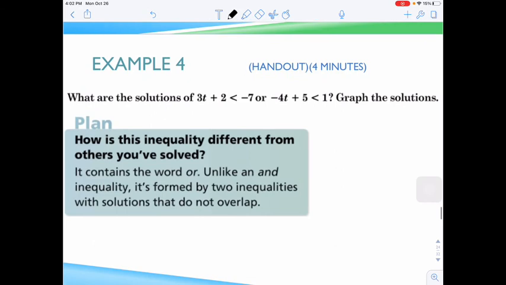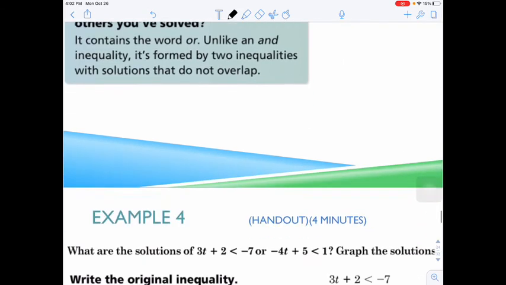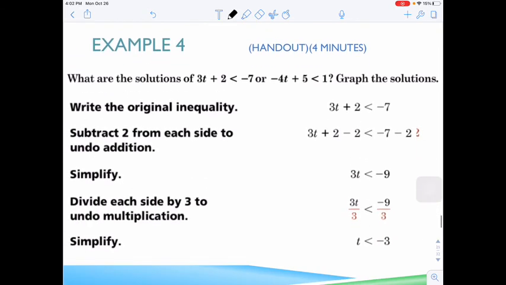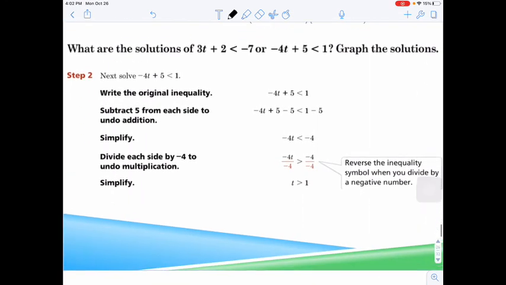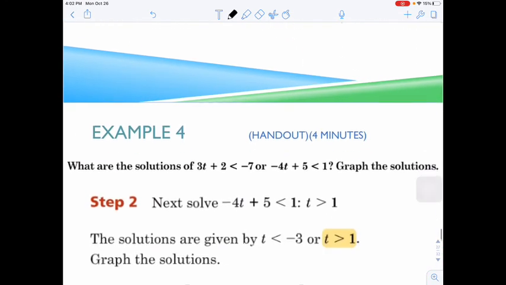The next slides have some information to think about, and then all of the work as well as the graph.